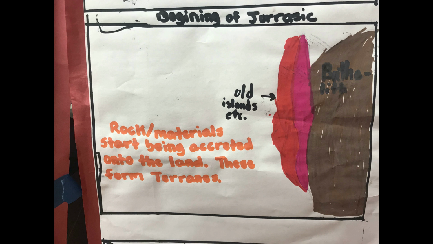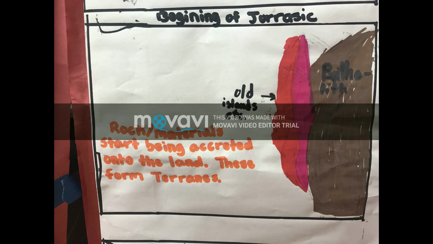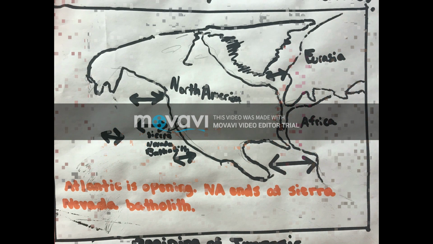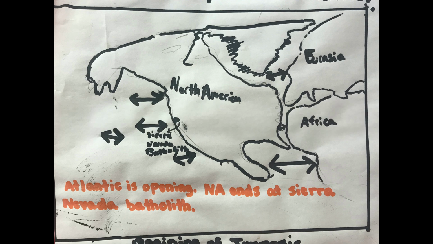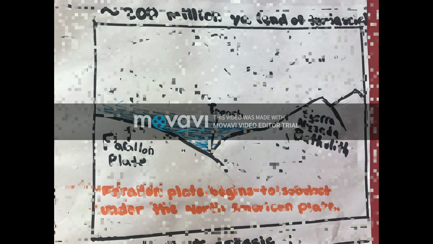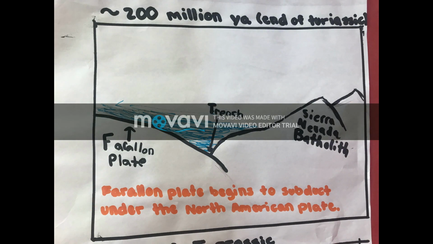About 201 million years ago, the beginning of the Jurassic, rock and materials start being accreted on the land. These form terranes. Approximately 200 million years ago, end of the Triassic, the Atlantic was opening. The North American plate ended at the Sierra Nevada batholith. Around 200 million years ago, the end of the Triassic, the Farallon plate begins to subduct under the North American plate.